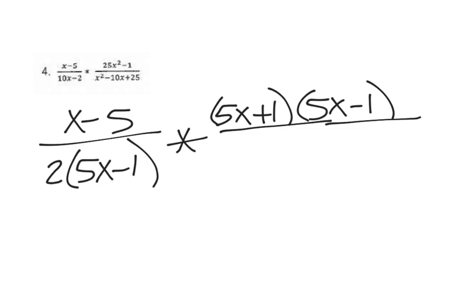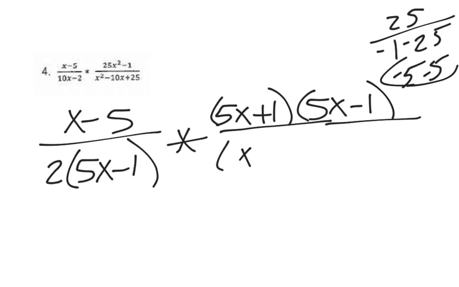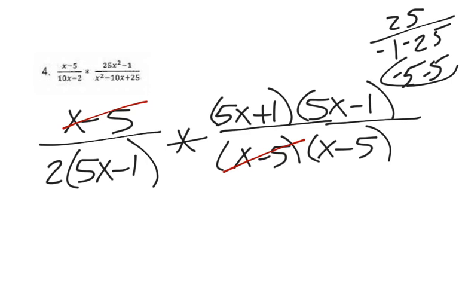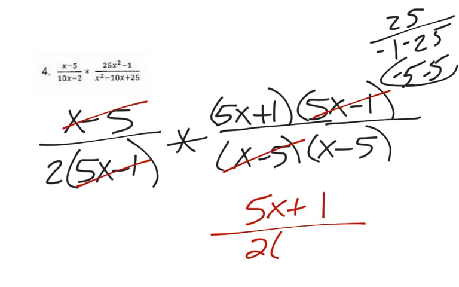On the bottom, I'm going to come over and find the factors of 25, 1 and 25, 5 and 5. Signs are the same, they're all negative, and they have to equal negative 10. So on the bottom, we have x minus 5 and x minus 5. Ready to cancel? X minus 5. Now it only cancels with one of the x minus 5's on the bottom, and then 5x minus 1. So my answer is 5x plus 1 over 2 times x minus 5.